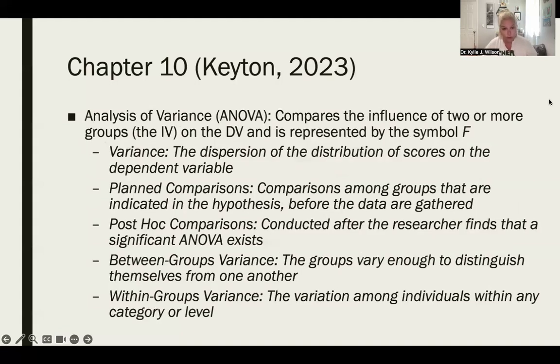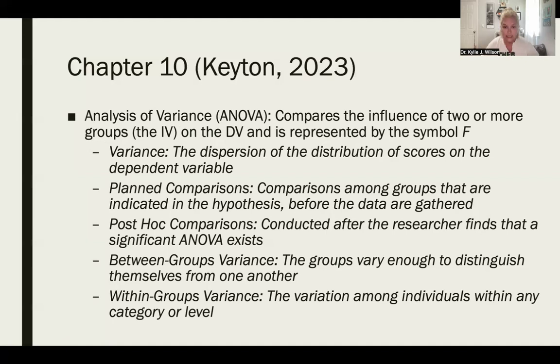All right, ANOVA, which is analysis of variance. So this is all about how much do things vary from each other. It compares the influence of two or more groups, the independent variable, on the dependent variable, and is represented by the symbol F, capitalized and italicized. Variance is the dispersion of the distribution of scores. Okay, so how do scores vary? How do the dependent variable scores vary? How are they dispersed?